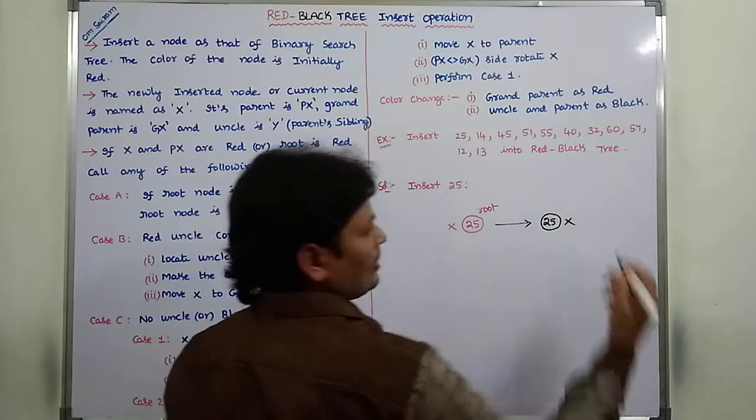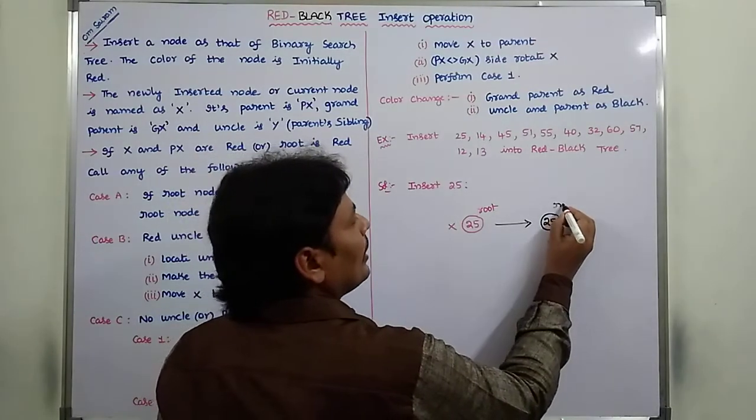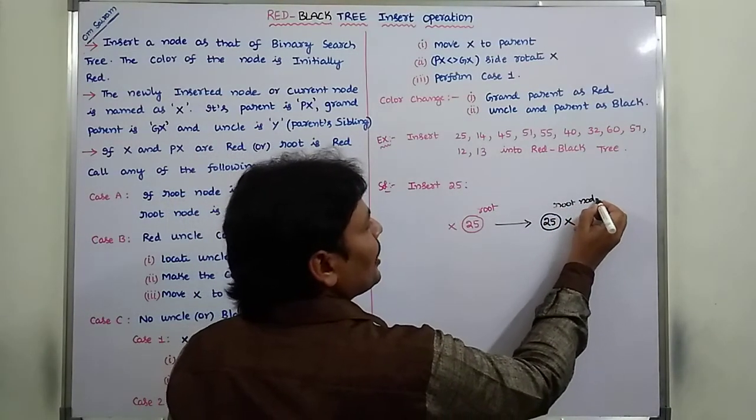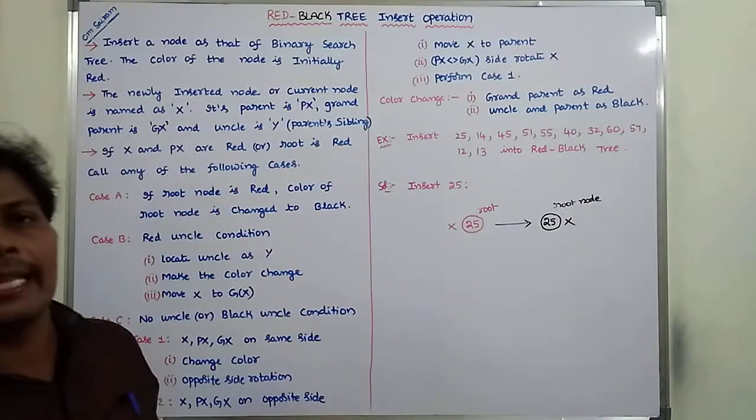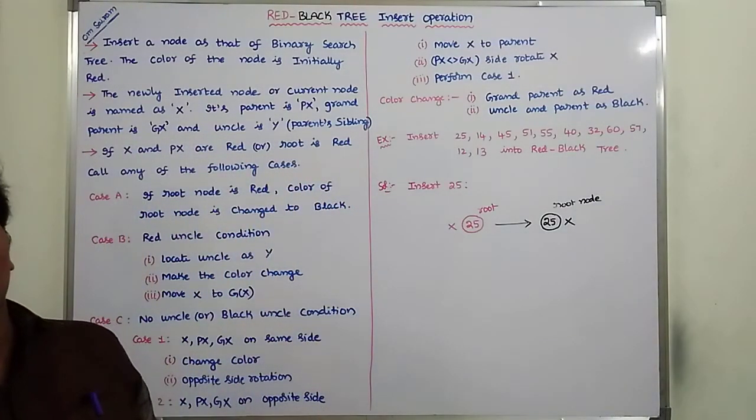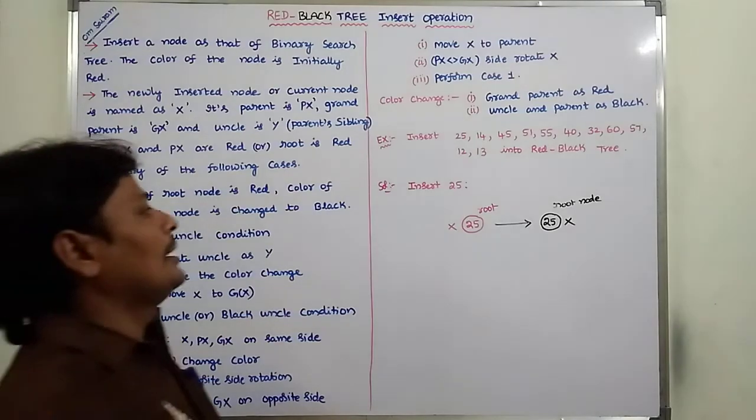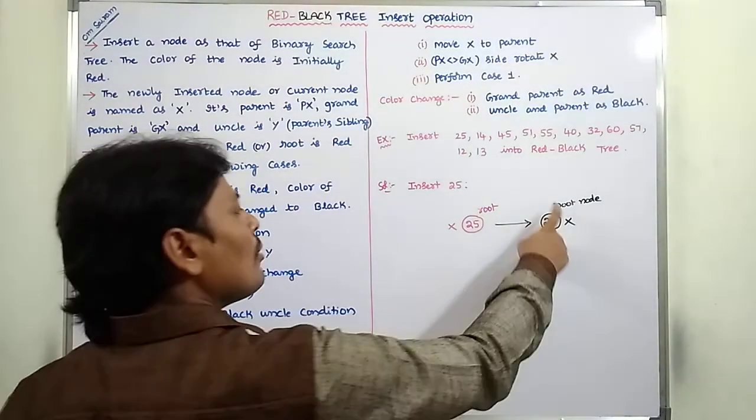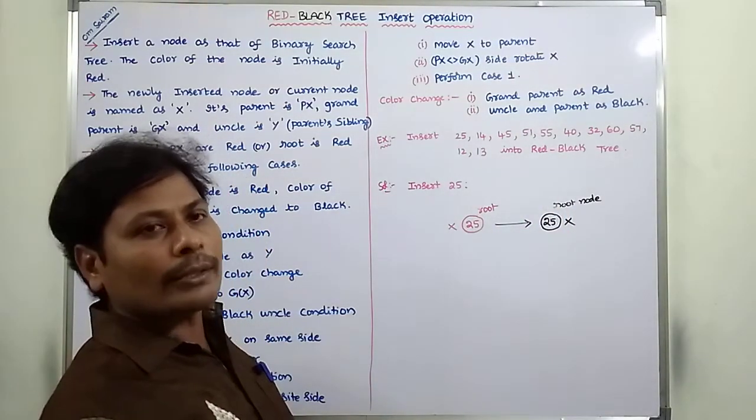This is X, and this is also the root node. Why? Because in the previous video we already said that the root of a red black tree is black. So now this condition is satisfied, and now it becomes a red black tree.